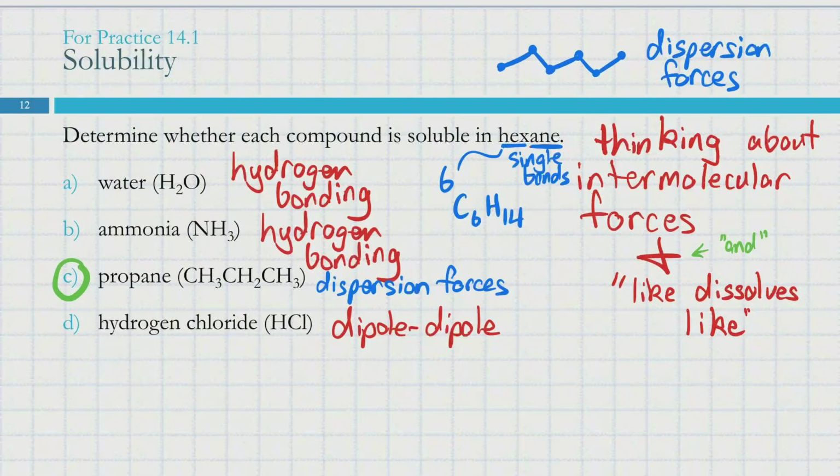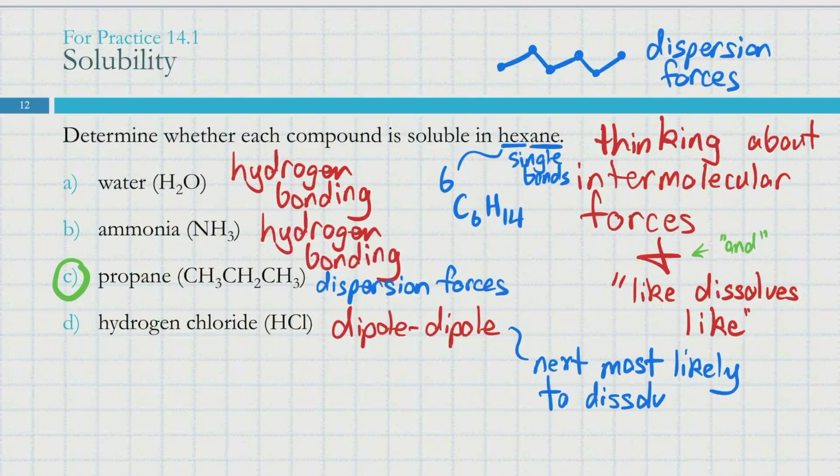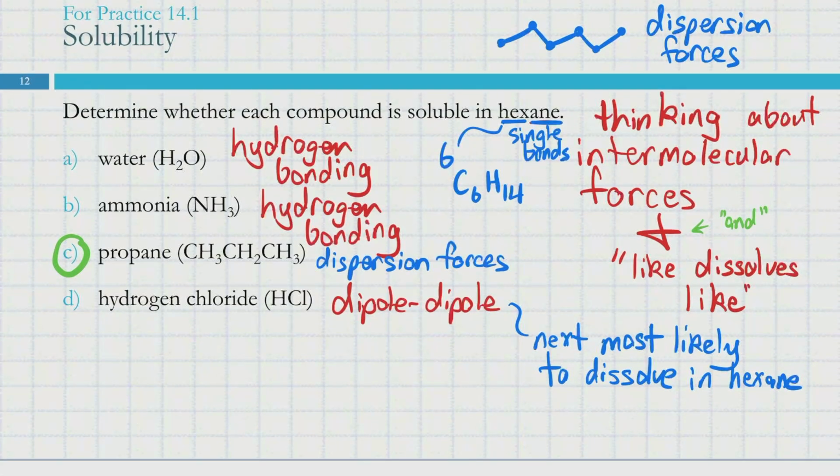Yeah, hydrogen chloride probably is our next best candidate because it has dipole-dipole forces. That's a weaker force than our hydrogen bonding. It's a little bit more similar. It still probably won't dissolve, or at least not very well. So this is our next most likely to dissolve in hexane. Questions about that?